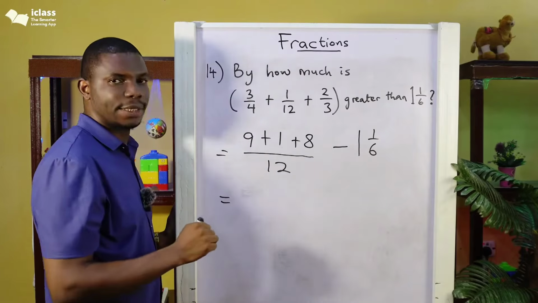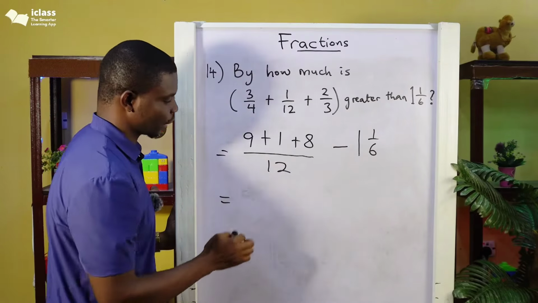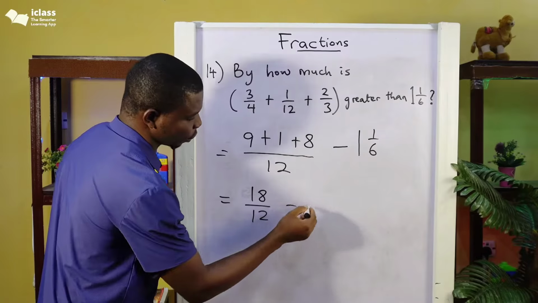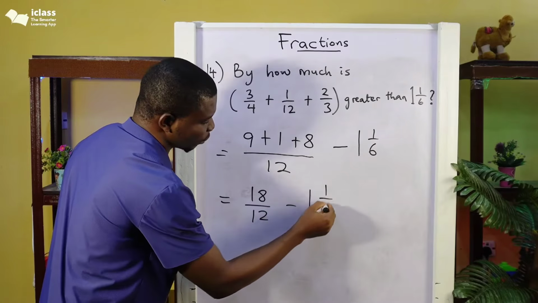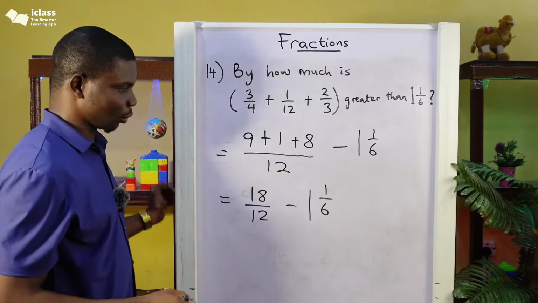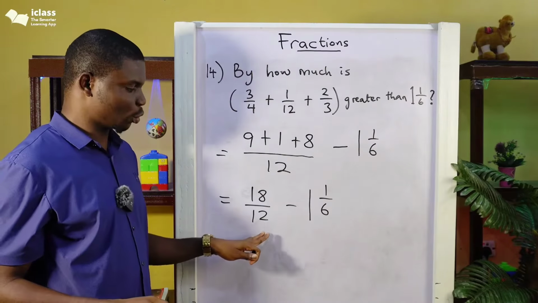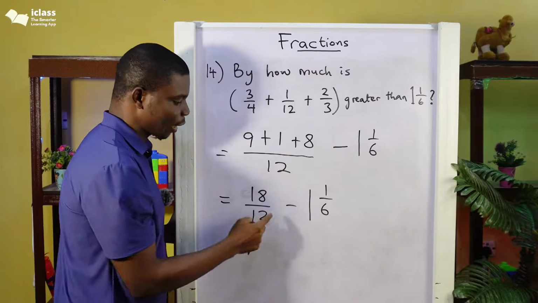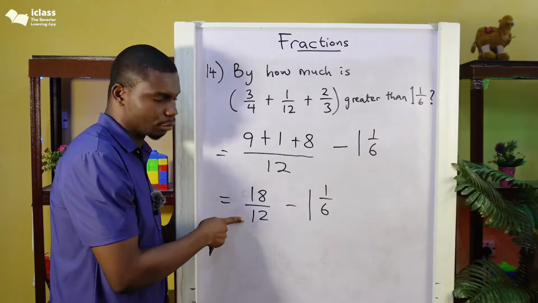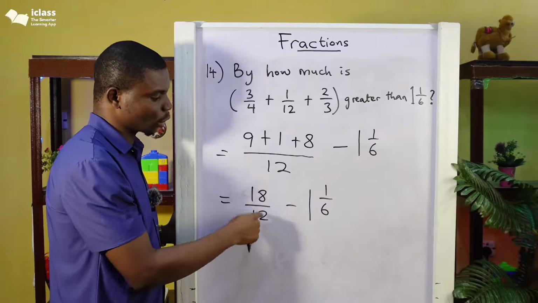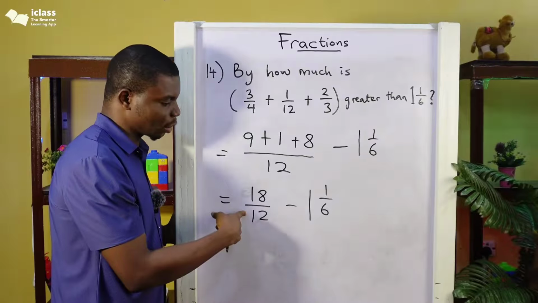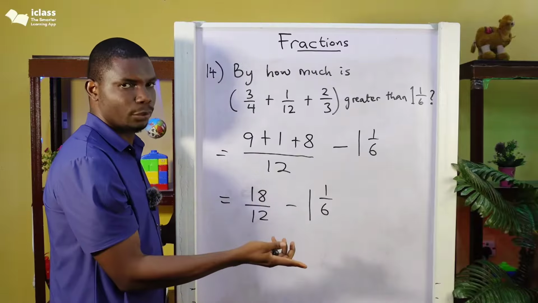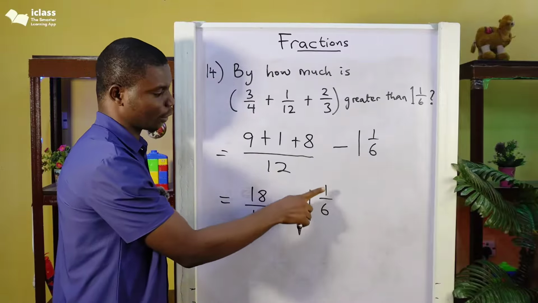9 plus 1 is 10. 10 plus 8 is 18. 18 over 12 minus 1 whole number 1 over 6. Now, there are two ways you can go about this. It's either you change this to an improper fraction like this one, or you change this one to a mixed number like this one. So which one do you prefer? Let's change this to an improper fraction.